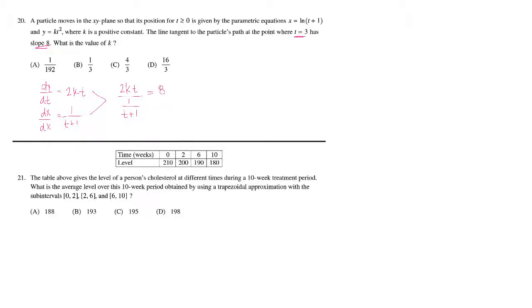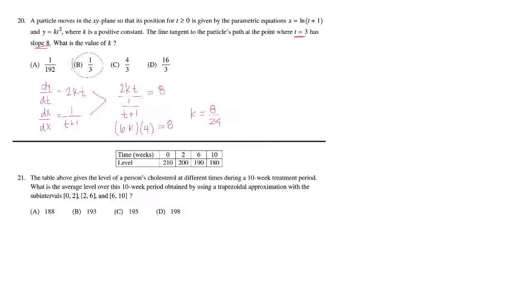So if we do, we're going to have 6k times, let's see, what was that? We're going to plug in 3. Yeah, 3. So we're going to have 4. And all of that's equal to 8, so k is 8 over 24, which most days is 1/3.